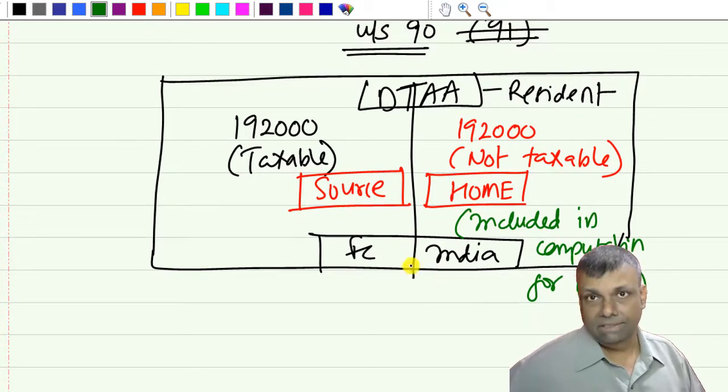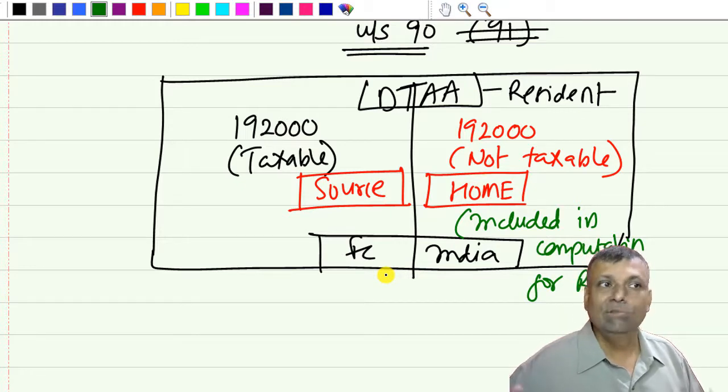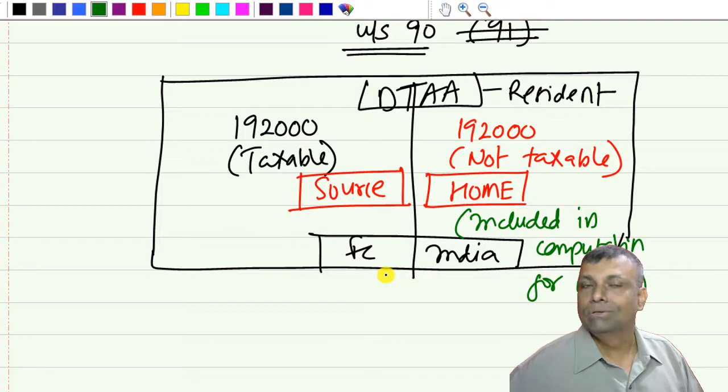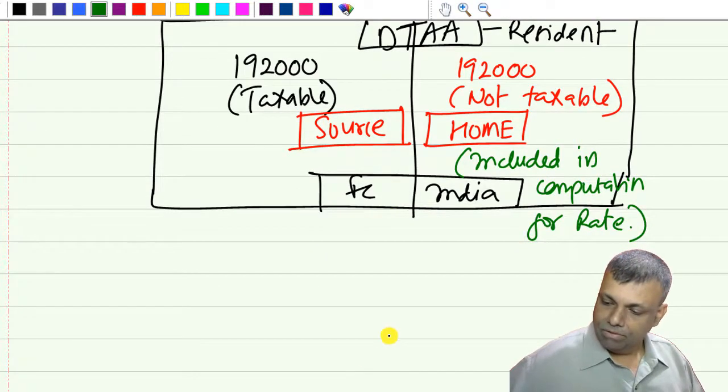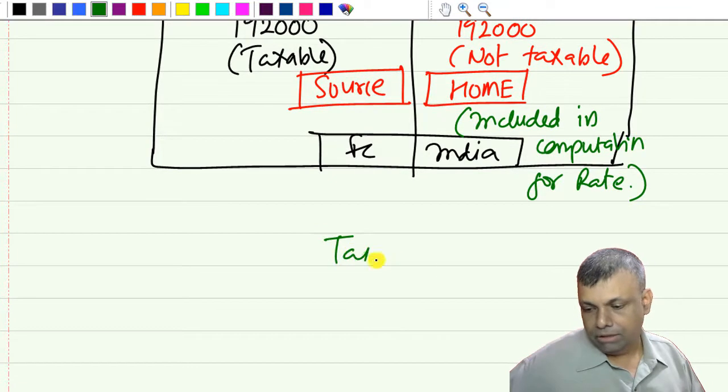What is the meaning of this? The meaning is that you have to include 1,92,000 for increasing the average rate of tax. However, 1,92,000 is not taxable in India. So what you have to do is one summary computation in which you include 1,92,000 and calculate the average rate of tax. That will be step number 1. And whatever is the Indian income, that will only be taxable in India, and you multiply that Indian income with the average rate of tax. Absolutely clear, everyone?